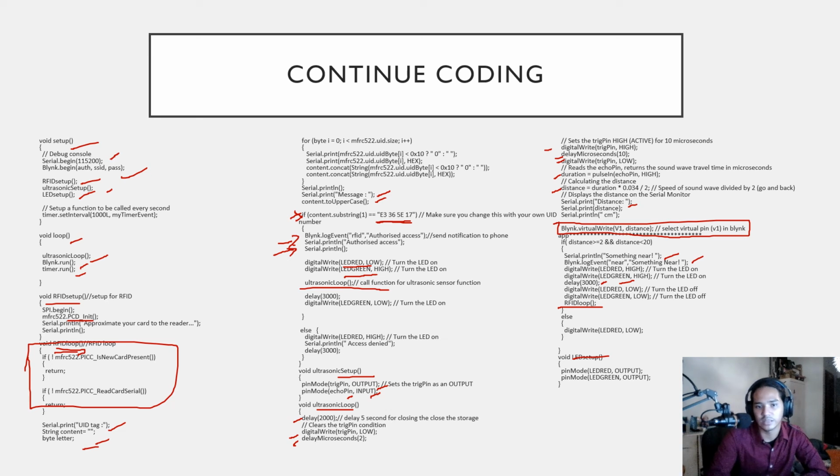If this doesn't happen, and there is another card whose key is not the same as here, it will enter here. When it enters here, the red LED will illuminate, it will print out access denied in my serial monitor, and it will delay. That's all for the coding.